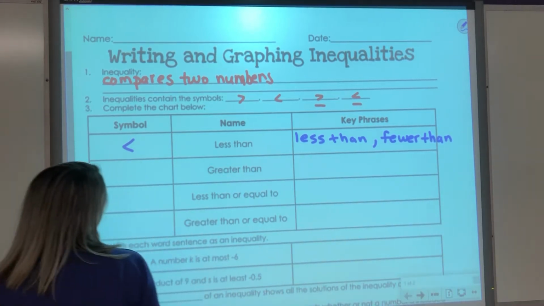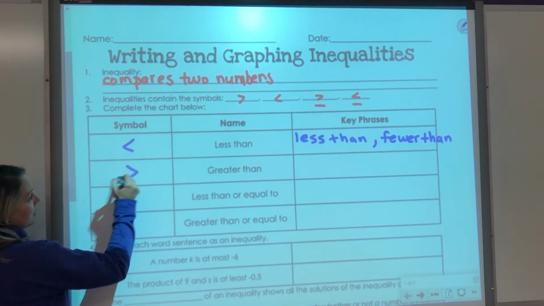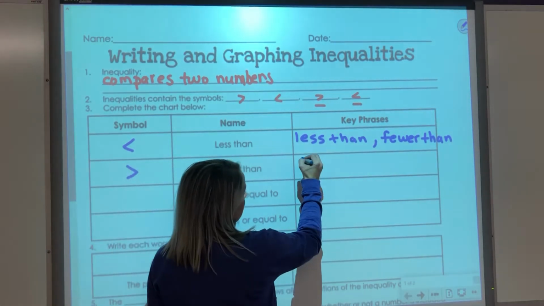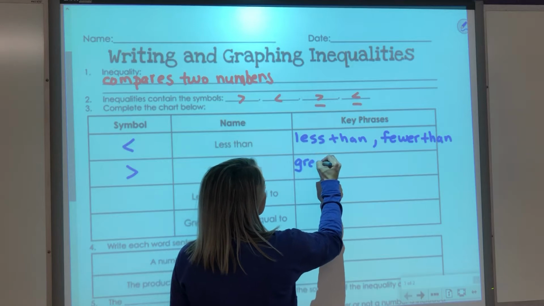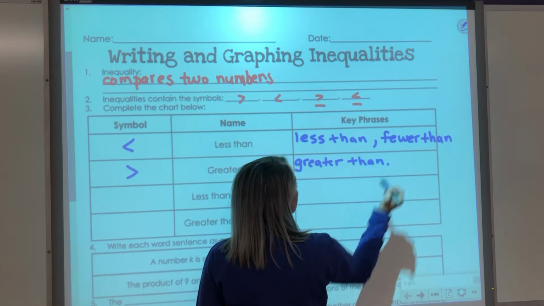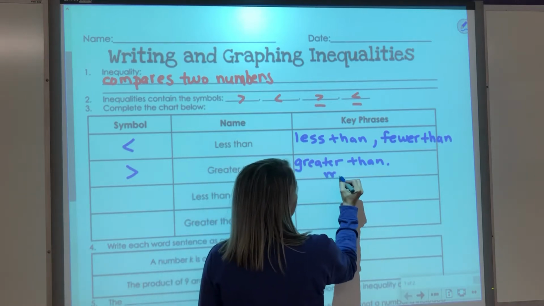We have the greater than symbol. And you might see greater than. Or more than.